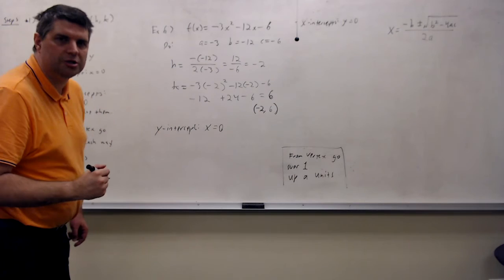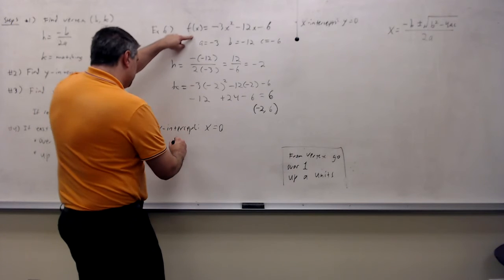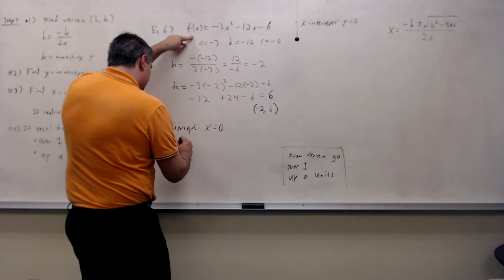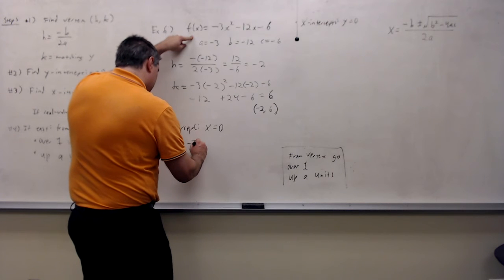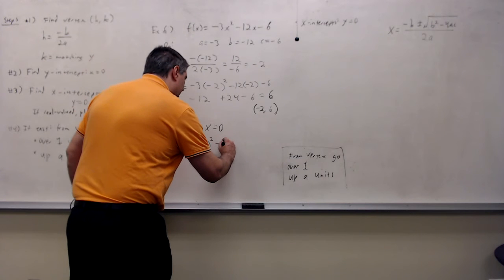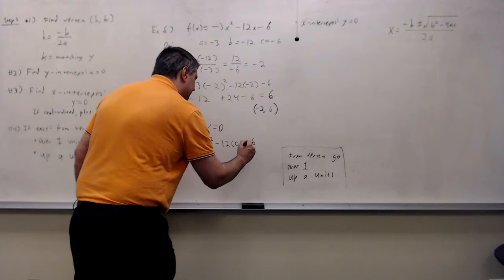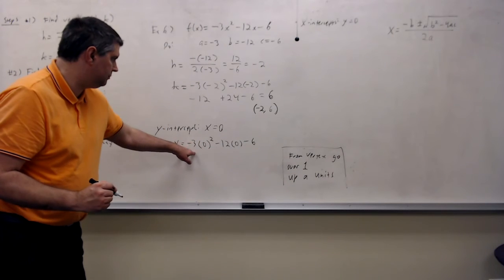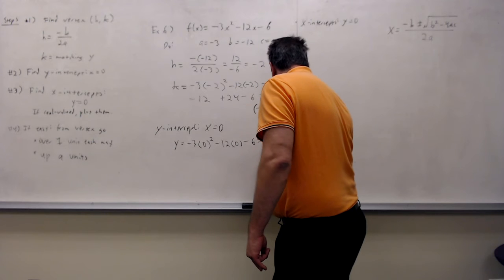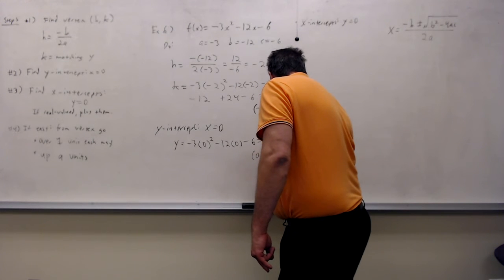Okay. So next step, the y-intercept, x is 0. So y will equal negative 3 times 0 squared minus 12 times 0 minus 6. 0 minus 0 minus 6 is negative 6. So 0, negative 6.